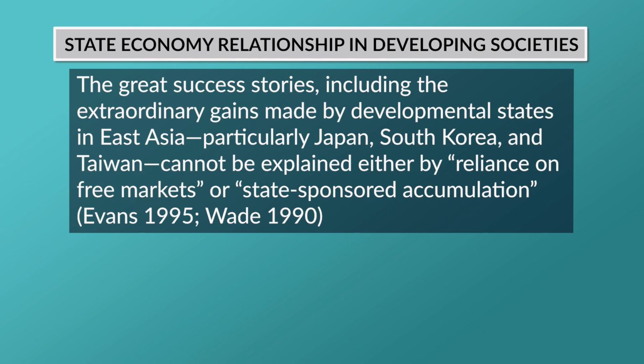Let us now try to understand the relationship between state and economy with the help of some examples of developing societies and developed societies. The great success stories of development pursued by East Asian economies like Japan, South Korea, and Taiwan cannot be explained either by reliance on free market or state-sponsored accumulation. So what is the success behind these states? The developmental state must itself be understood as an institutional innovation whose success is explained by an integrated relationship between state, economy, and civil society.